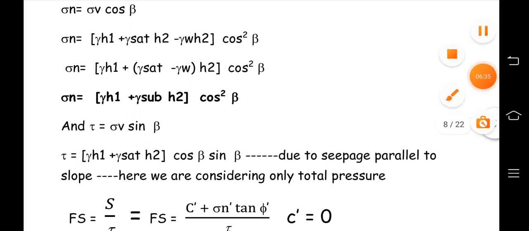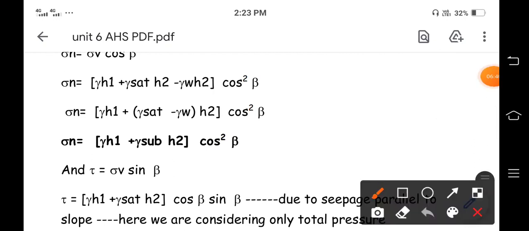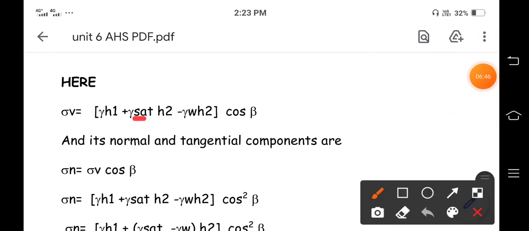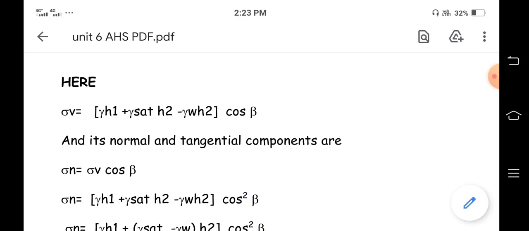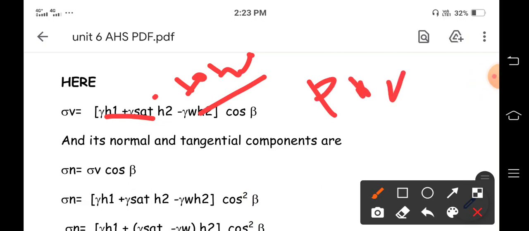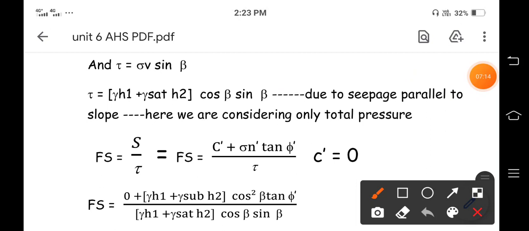So for this previous case, see what is meant by this term. This term is called the total stresses, and this term is called the pore water pressure. Pore water pressure, that is gamma W H2, is the stress exerted due to water. But in the second case we are considering only total stresses, that is gamma saturated into H2.